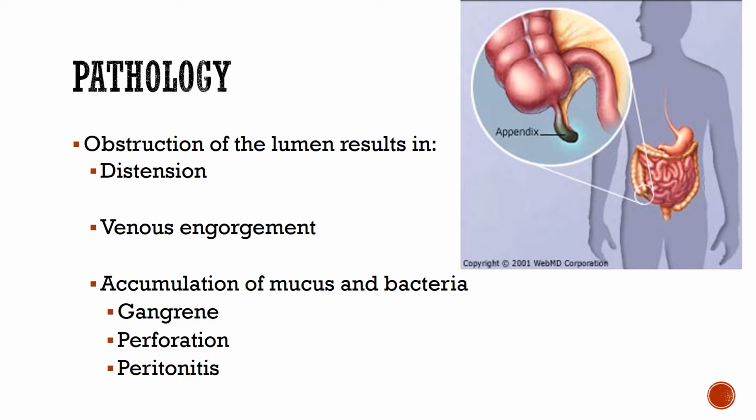The pathology behind it is that the obstruction of the lumen results in distension of the GI tract, so that starts to get larger. There is venous engorgement, meaning that more blood and inflammation is coming to that area. And there's a larger accumulation of mucus and bacteria, which some bacteria is good in your GI, but you don't want it all in one area. And that can lead to further complications such as gangrene, perforation, and peritonitis.